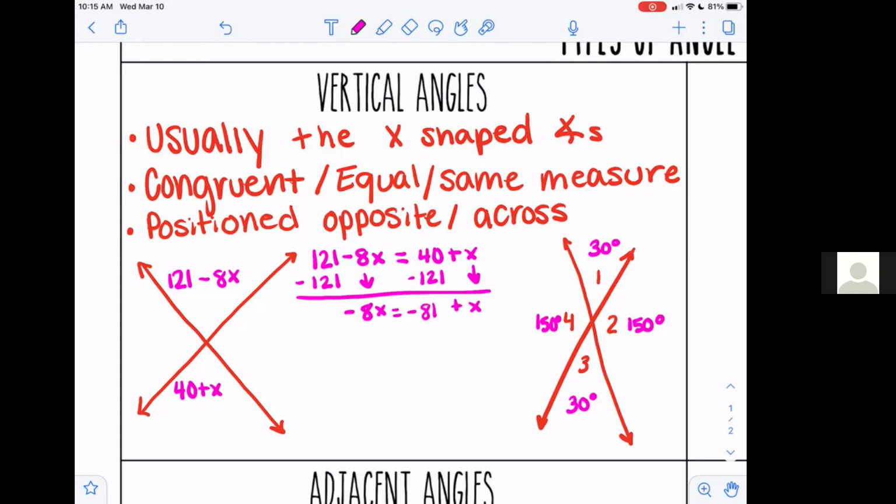All right, so now on this first side, all I have left is an x. I've done my job. Over here, I have an x that needs to move. The way I'm going to move it is by subtracting x. Negative 8 take away 1 gives me negative 9x. Bring down my negative 81. And now the last thing I'm going to do is divide by negative 9 to get that x by itself. And in this case, I'm going to get x is equal to positive 9.